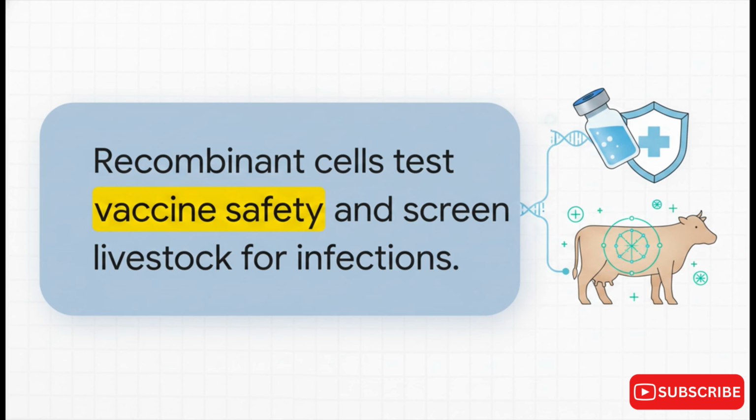Finally, these living tools ensure the safety of our most important medicines. Recombinant cell lines are utilized to carefully evaluate vaccine purity, safety, and potency before they ever reach a patient. And at the exact same time, we use these same tools in veterinary medicine, screening our livestock for viral infections to ensure the animals remain healthy.